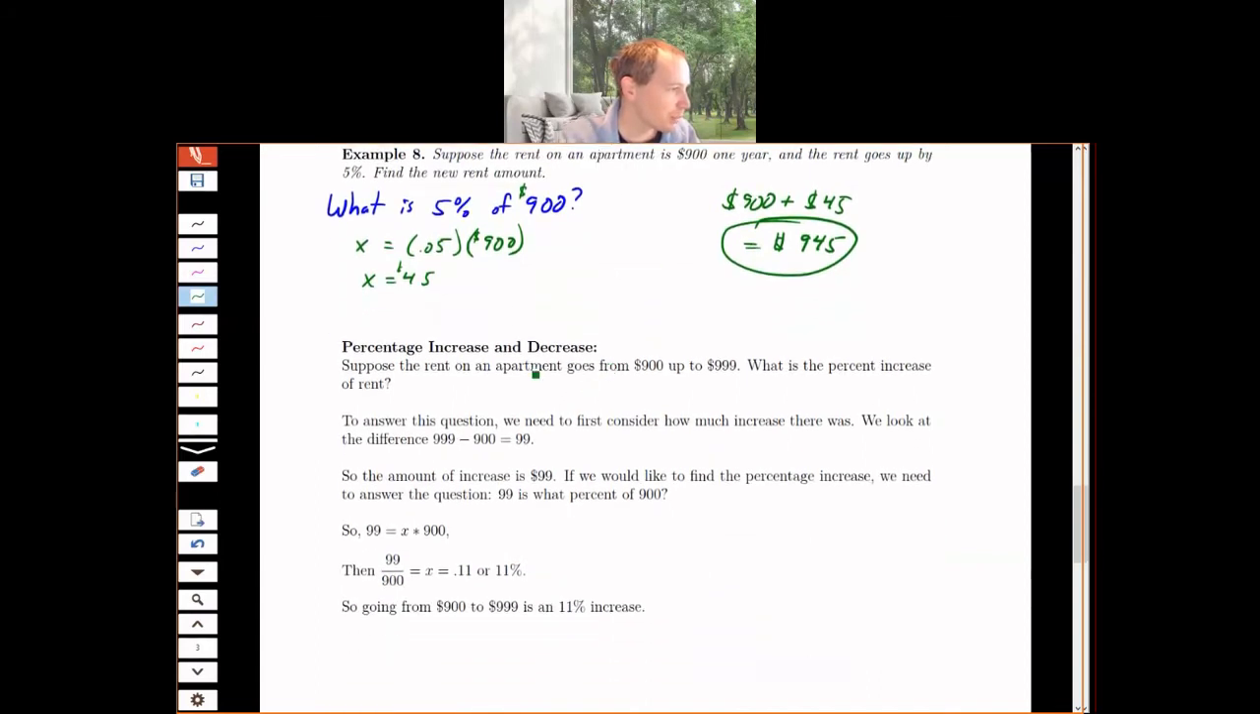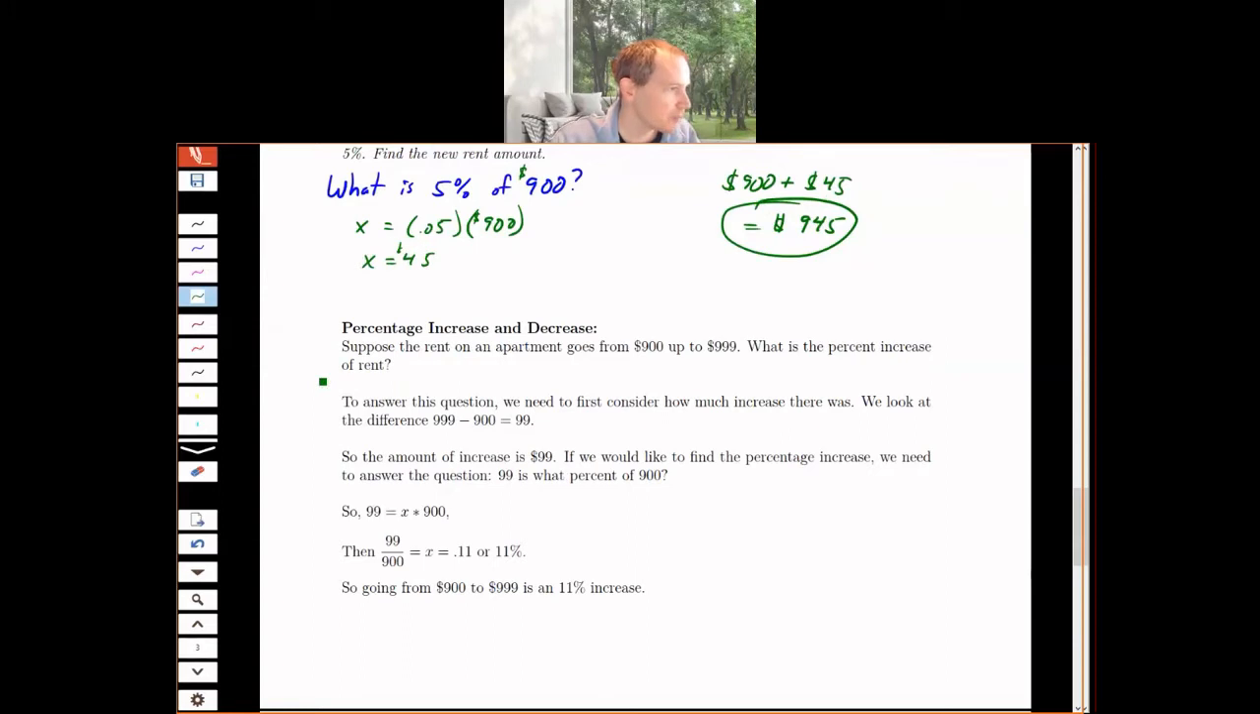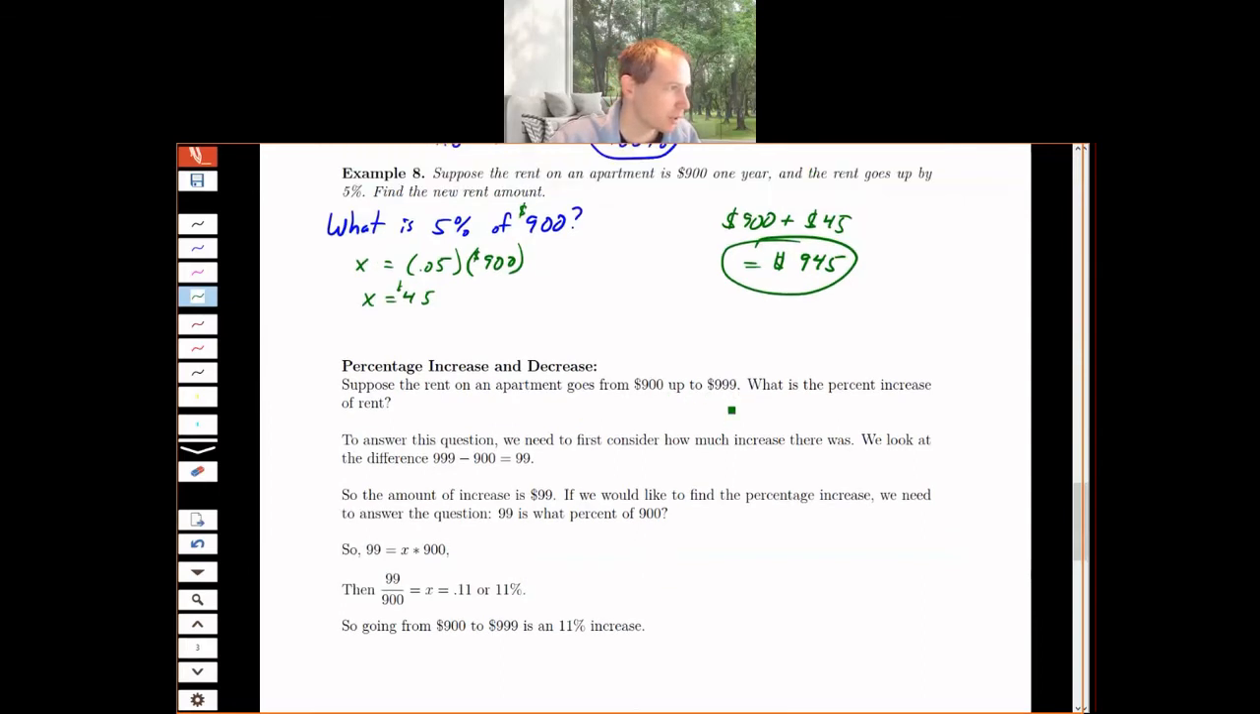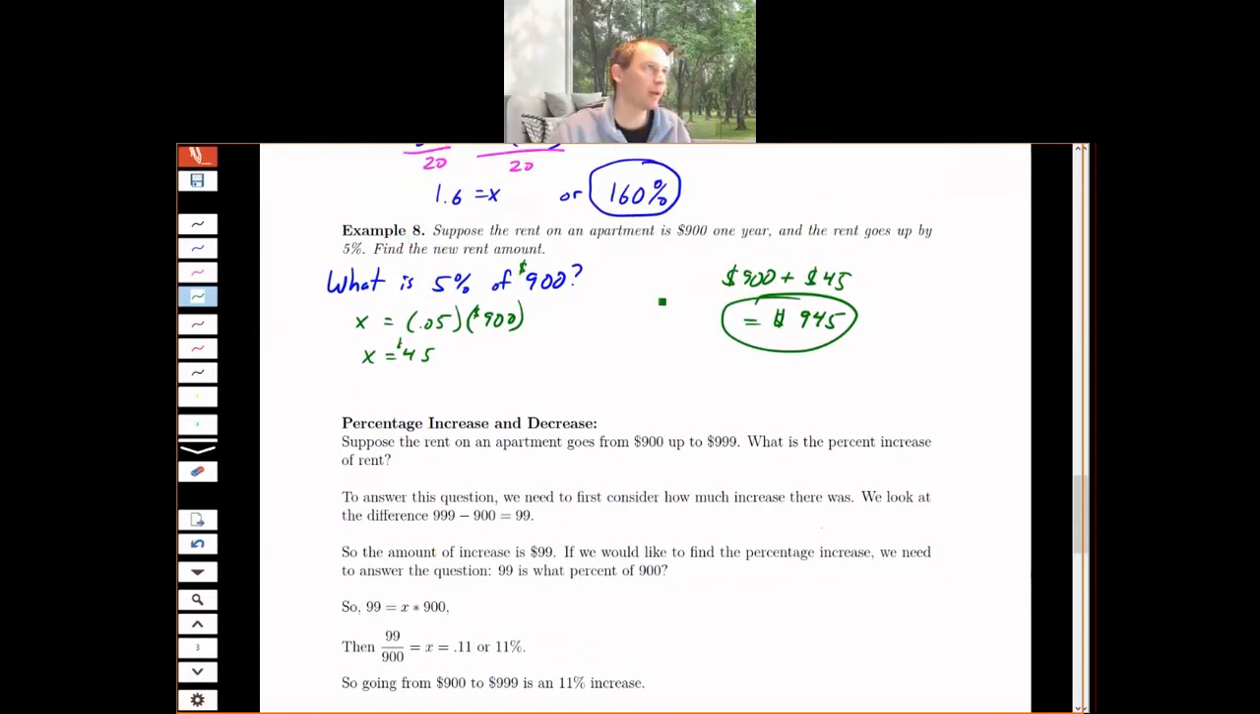So let's talk about percentage increase and percentage decrease. Okay, so we're going to use the same example, right? Suppose the rent went from $900 up to $999. What was the percentage increase? So it's kind of like looking at the same example we did, but flipping it backwards. Instead of saying, I know the percent increase, what is the dollar increase? This is saying, I know the dollar increase, what is the percent increase?